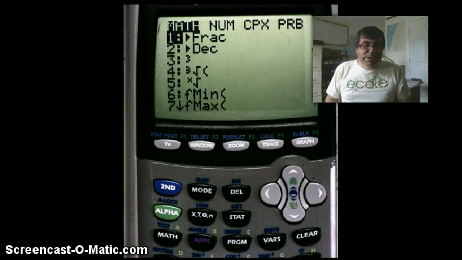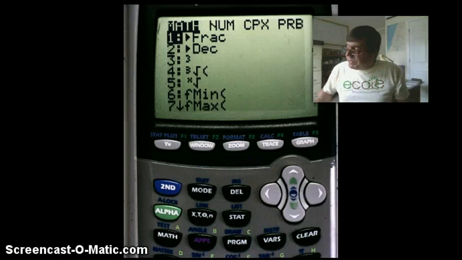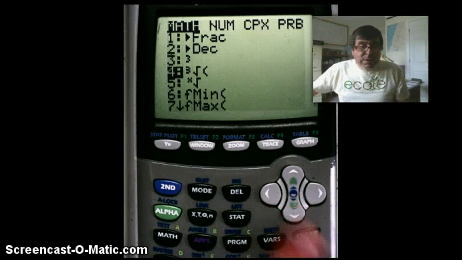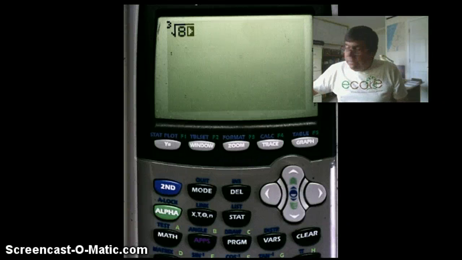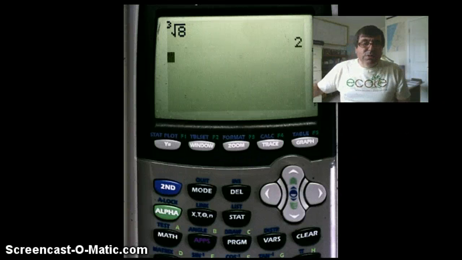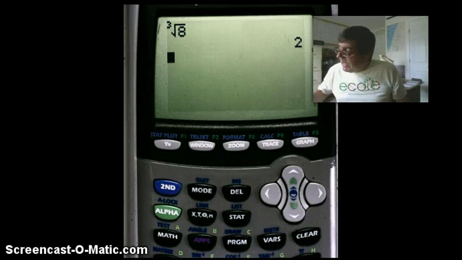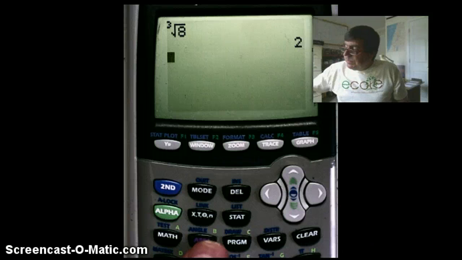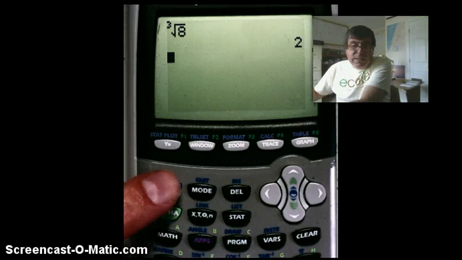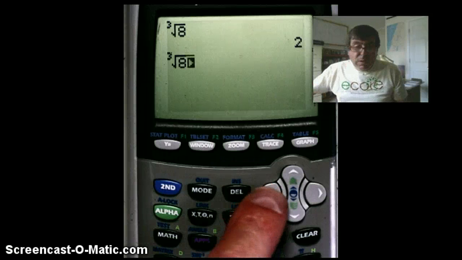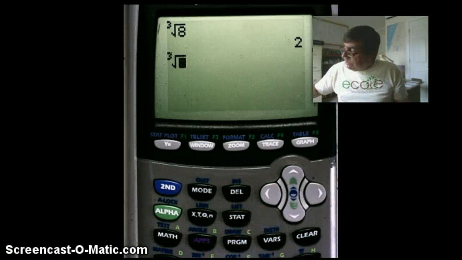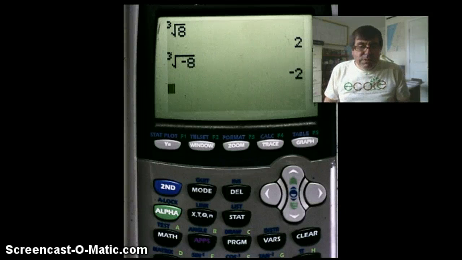So one of the students said, how do I do the cubed root of something? Here you go. Number 4, cubed root of 8. Everybody should know that is 2. Okay? Now, can I do a cubed root of a negative number? Yes, you can. Now, I'm going to go and hit second enter, and it's going to paste back what I had before. So I'm going to go backwards and hit negative 8. And lo and behold, negative 2.